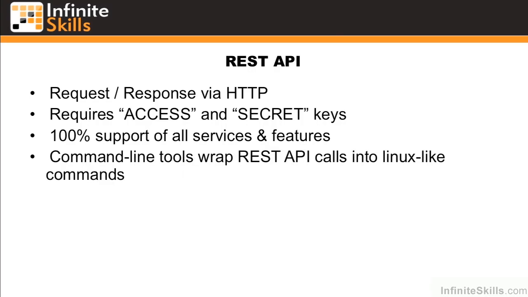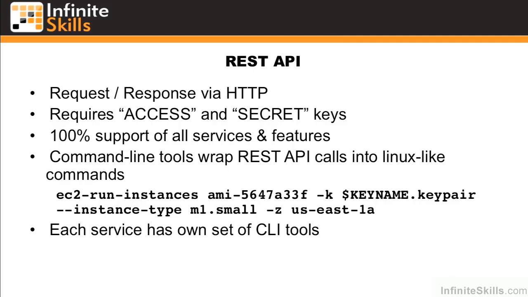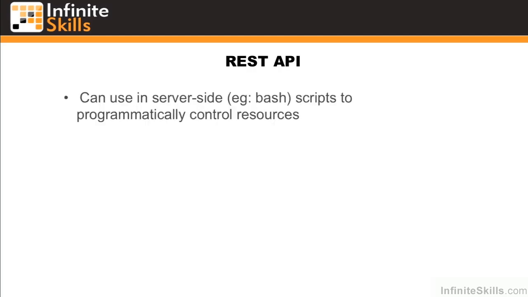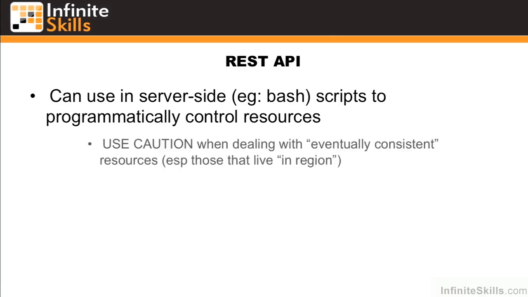Command line tools also wrap the REST API calls into Linux-like commands, such as this, to spin up a single instance. Each service has its own set of CLI tools, and you can download those through the AWS interface. The first three characters of each tool generally designate what it's for, such as EC2- is for EC2, AS- is for autoscaling, Mon- is for CloudWatch, and so on and so forth. You can use the REST API in server-side bash scripts to programmatically control resources. For example, you could spin up assets at a certain time of day simply by firing off an API call.